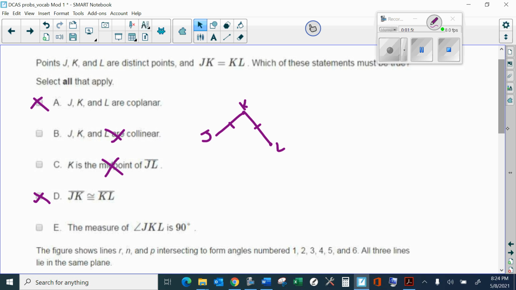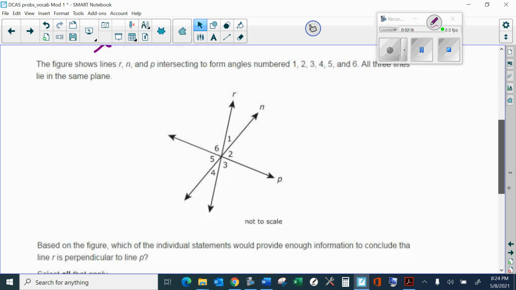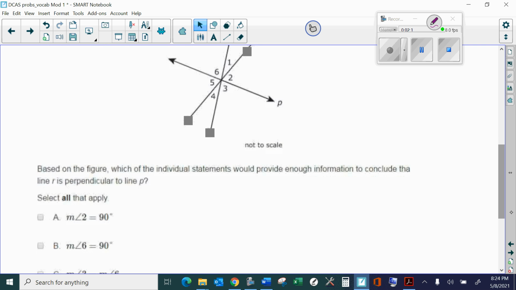The measure of JKL is 90 degrees. It does not have to be because it could be collinear. So it's just those two right there. Okay, so we have all that right there. And it's asking, based on the figure, which of the individual statements would provide enough information to conclude that line R is perpendicular to line P.